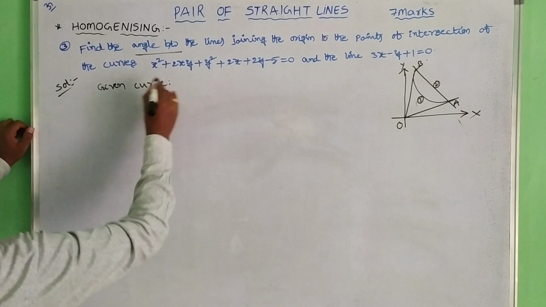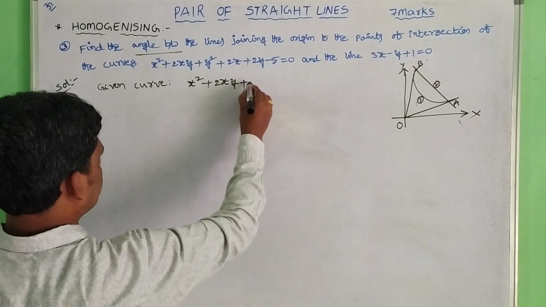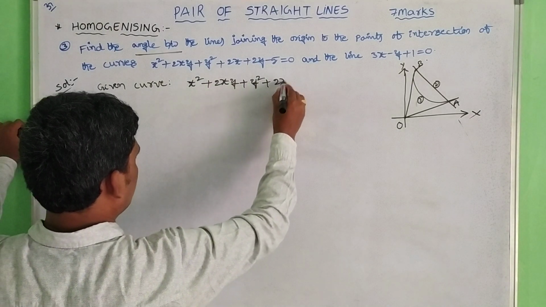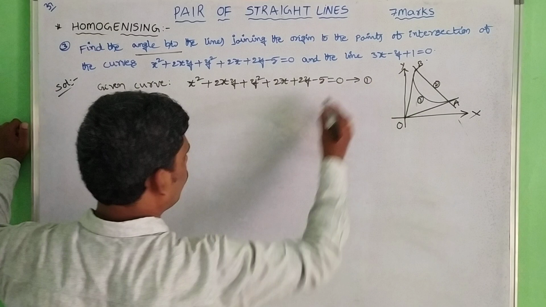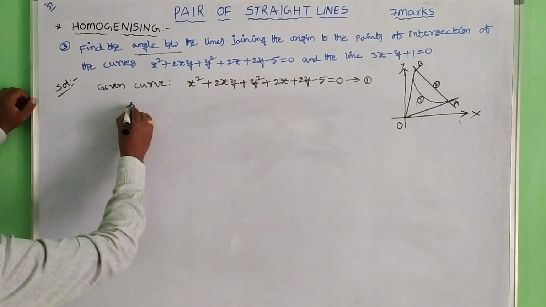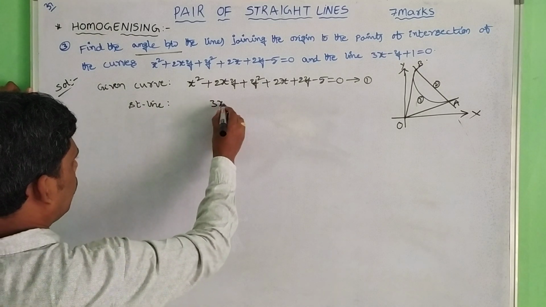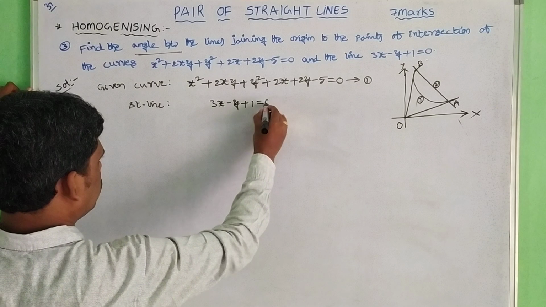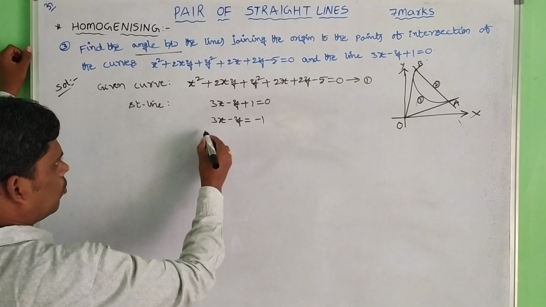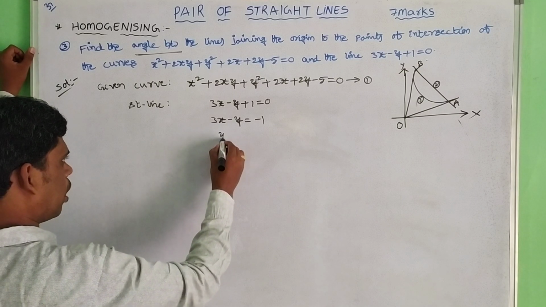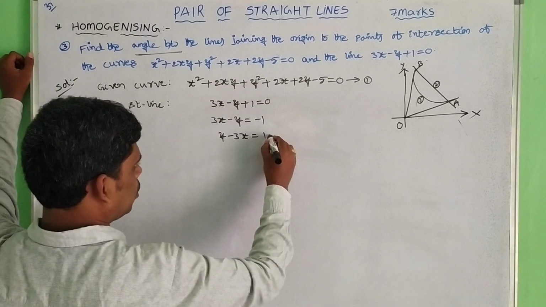The given curve equation is x square plus 2xy plus y square plus 2x plus 2y minus 5 equals 0. This is equation number 1. Next, the given straight line is 3x minus y plus 1 equals 0. This can be written as 3x minus y equals minus 1. Multiplying both sides by minus, y minus 3x equals 1. This is equation number 2.